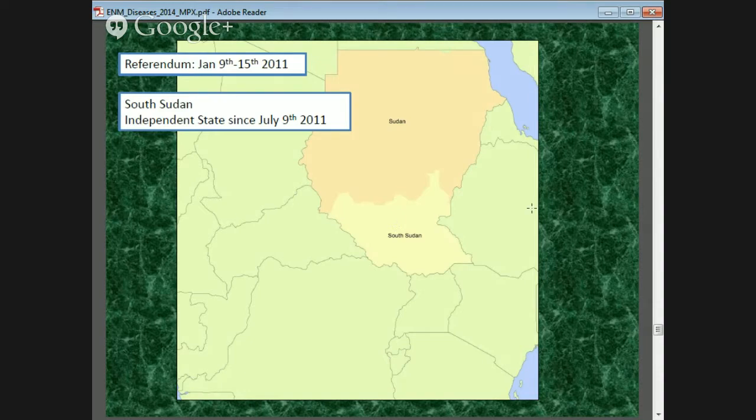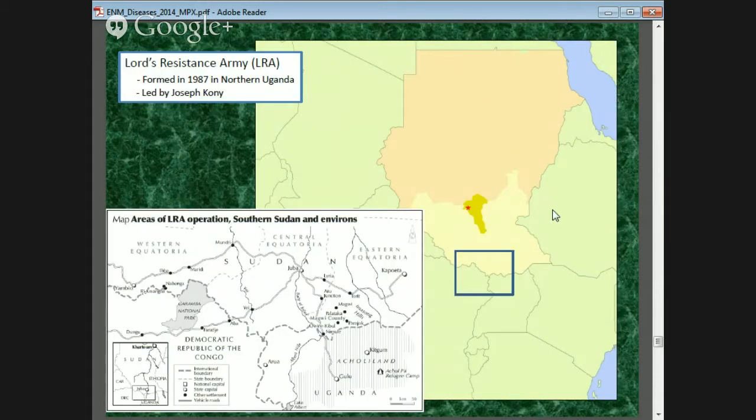So we talked about this. They had the referendum in 2011, and now there's two countries, Southern Sudan and Northern Sudan. This is the area where the monkeypox outbreak was reported, represented with the red star. That's Nuria, the village where the monkeypox case was reported.